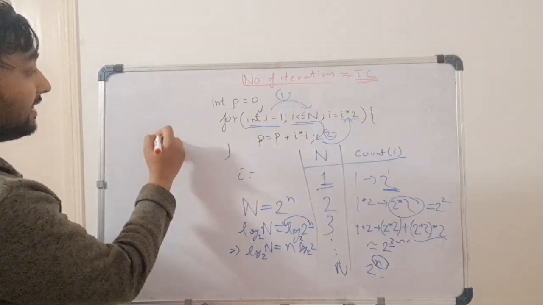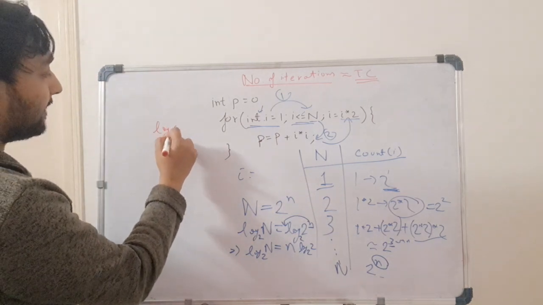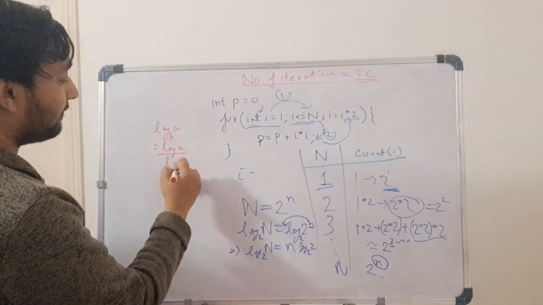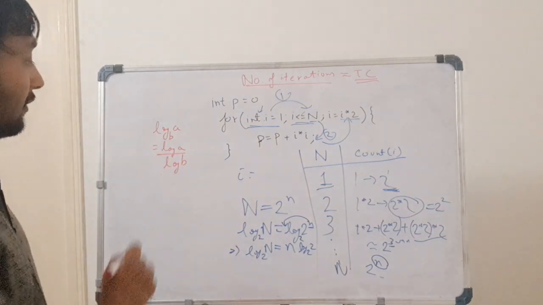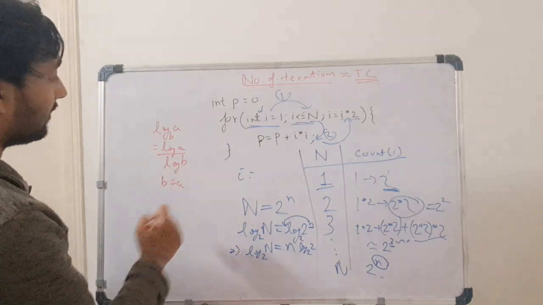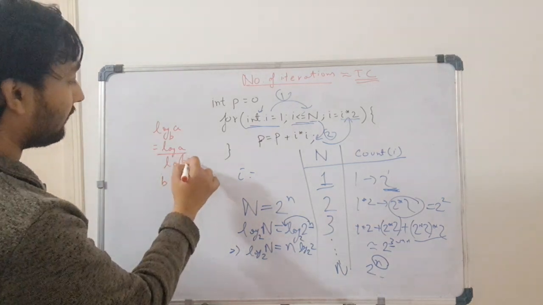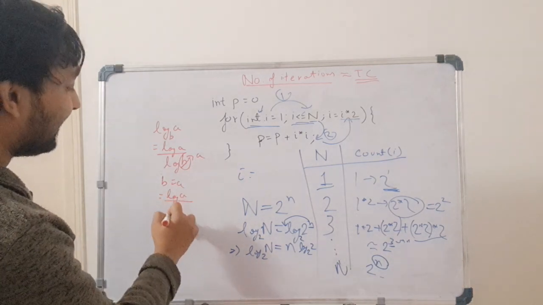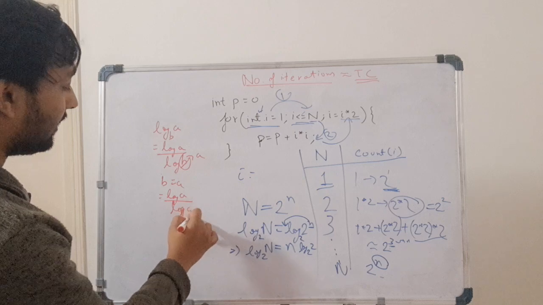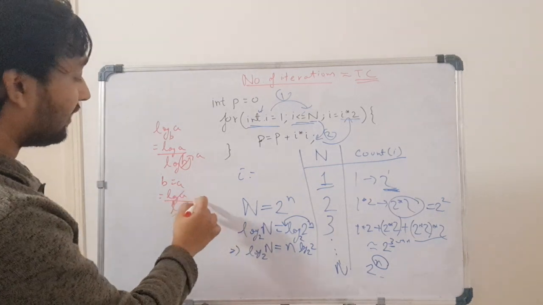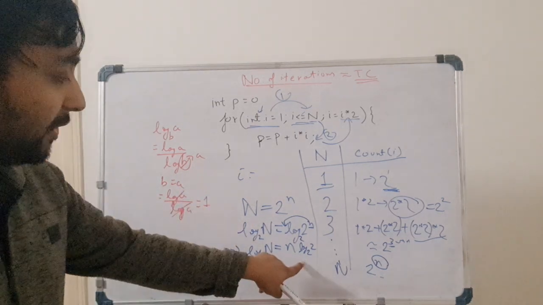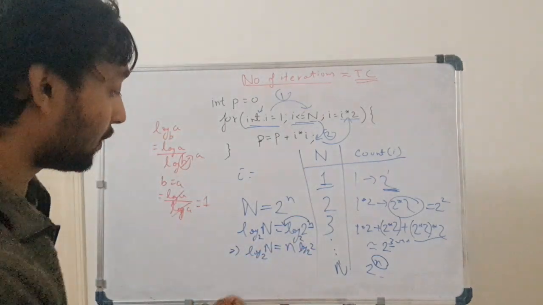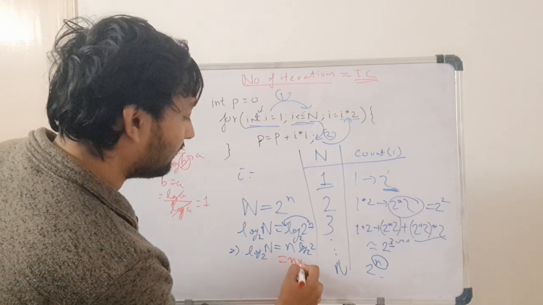Log a to the base b is equal to log a by log b. You know, right? So if b is equal to a, then it will be log a by log a. Log a by log a cancels out and the answer will be 1. The same thing is happening over here: log 2 to the base 2 is log 2 divided by log 2, which is 1. So here it will be n into 1.